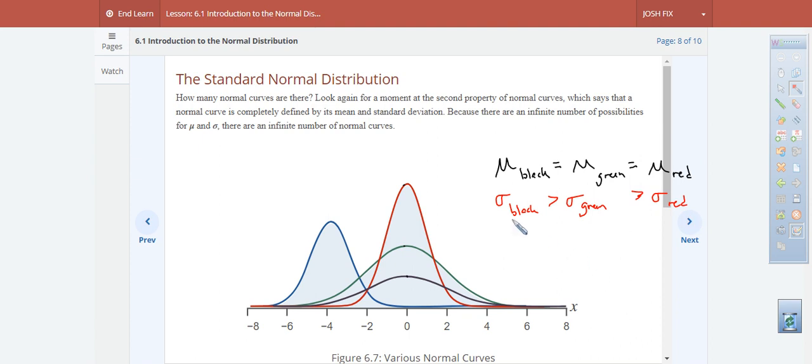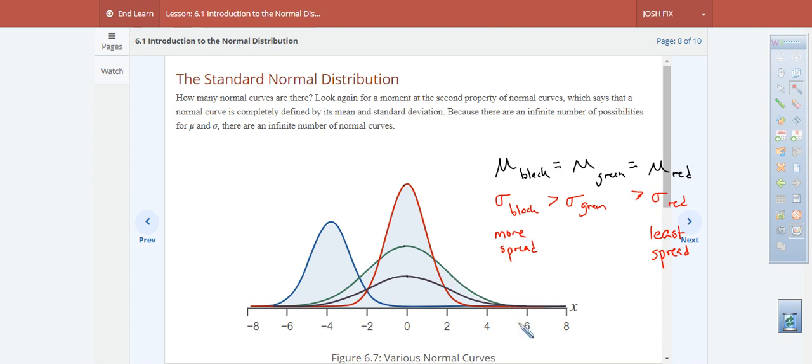So what do I mean by the standard deviation being greater than? Well, if I look at this picture, you see how the black is more spread out. So I'm going to write here that the standard deviation of the black has more spread. The black one is more spread out. The red has the least amount of spread. And the green is right smack in the middle.